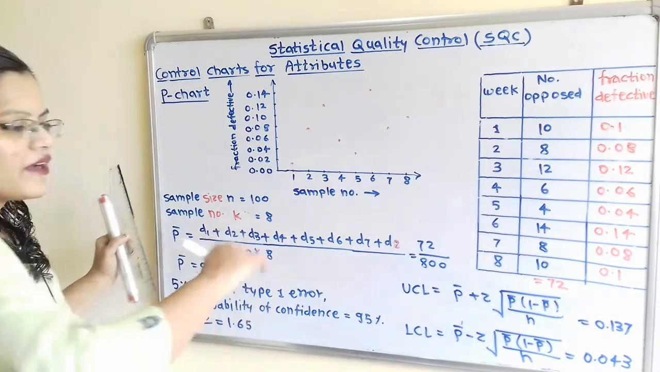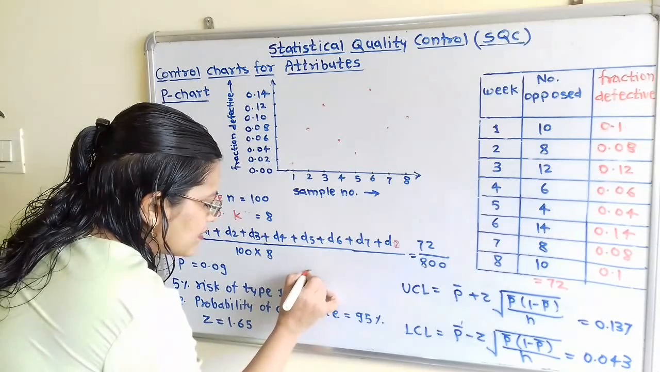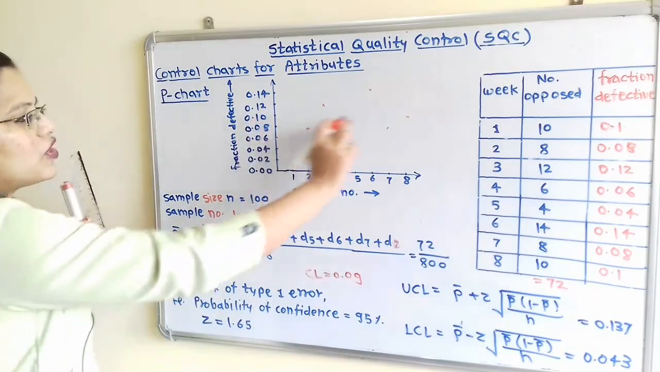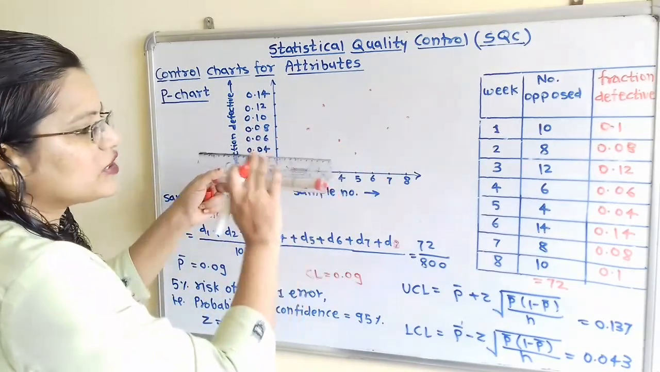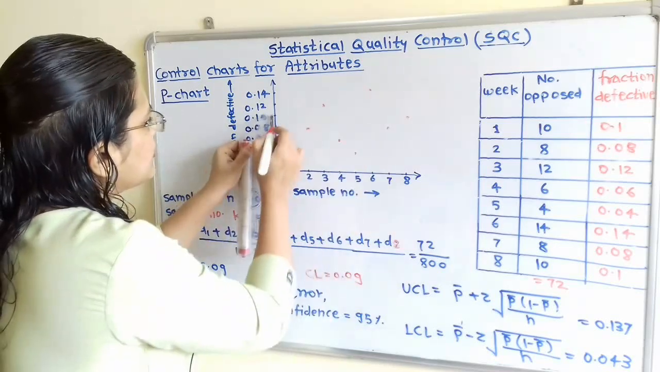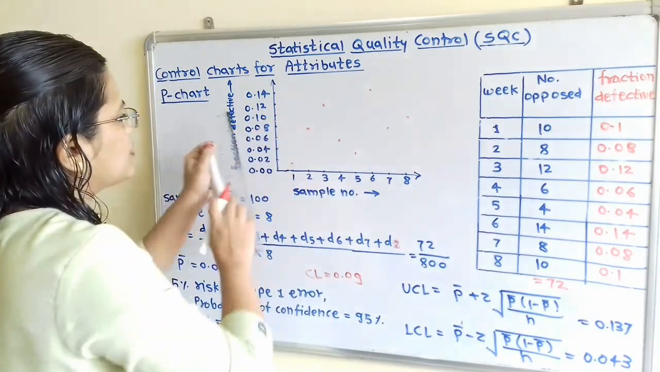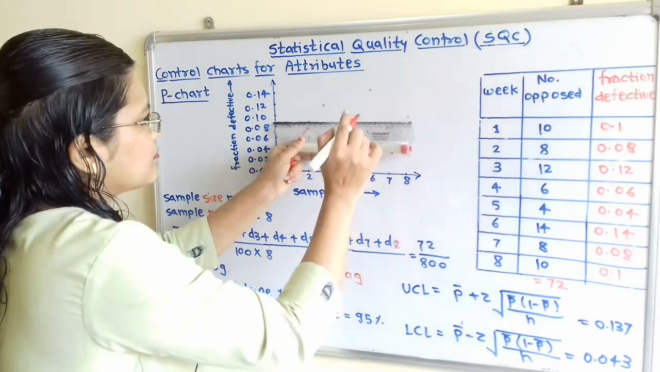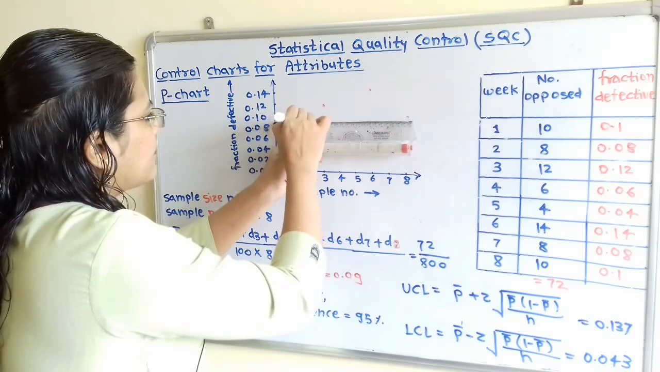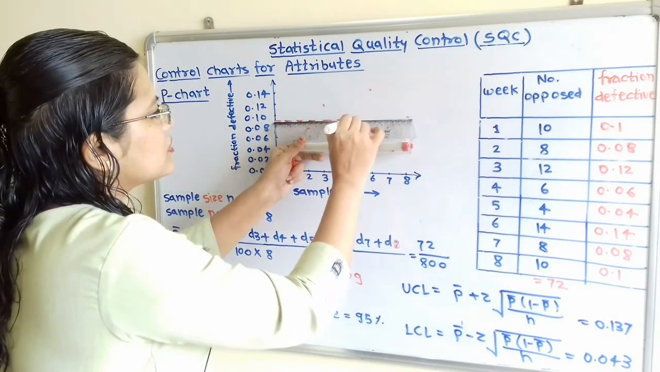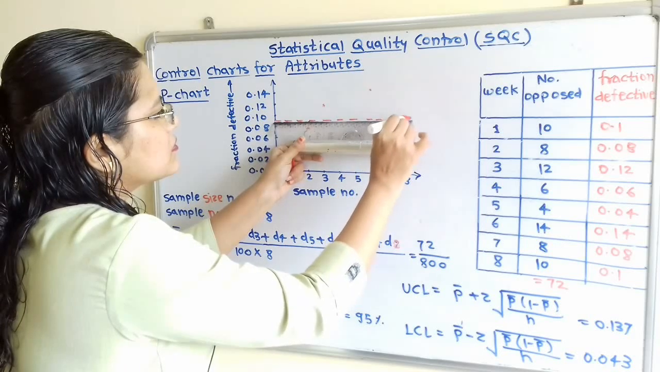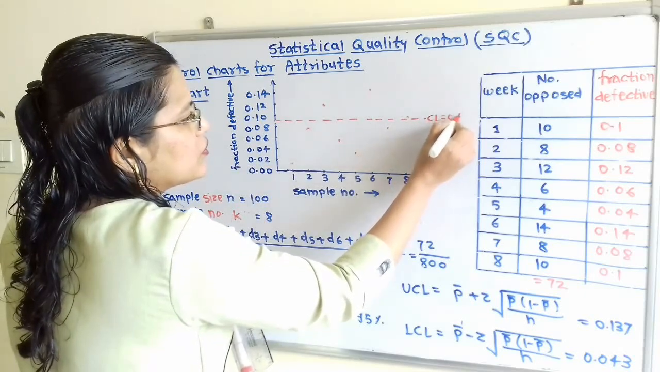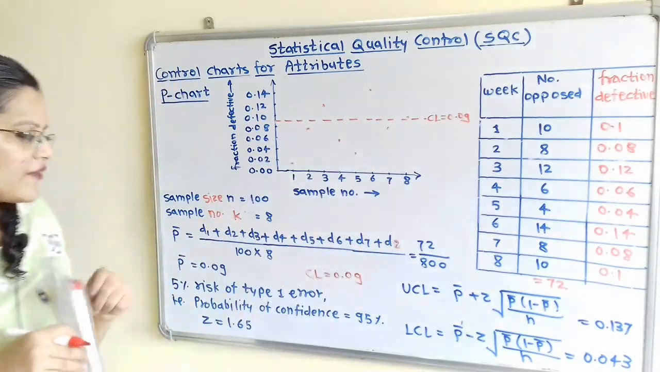So this is the control limit for the center line. I will write here: center line is equal to 0.09. Now we will draw one line at this point 0.09, the middle point between 0.08 and 0.1. I will draw it in the form of a dash. So this is CL, which is equal to 0.09.